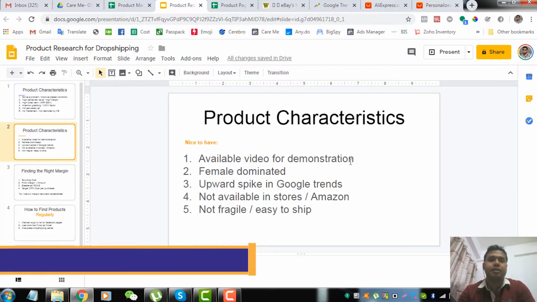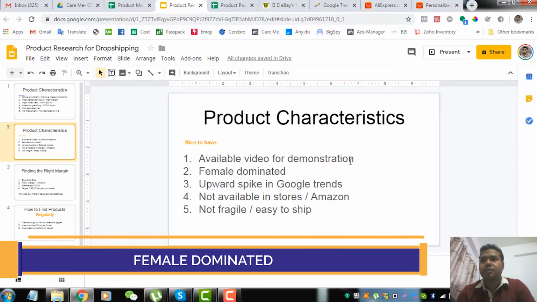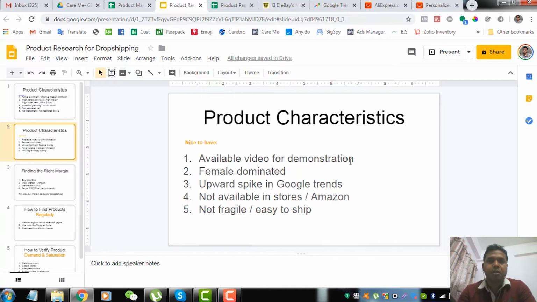And the second is female domination. Yes, you know that social media is all about drawing attraction. So historically, females are more attracted to shopping and products than men. So if your product is female dominated, that's better, but it's not absolutely mandatory.